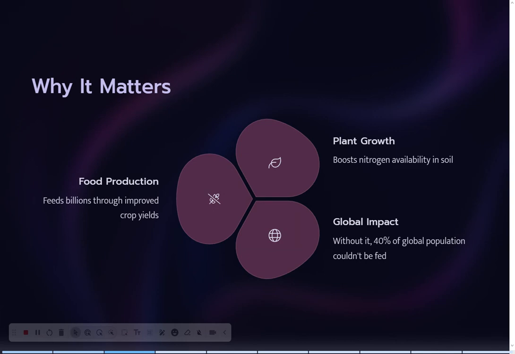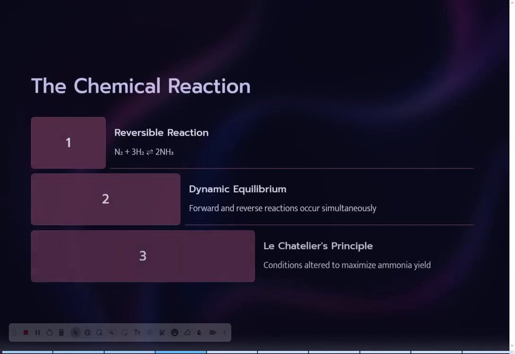Why is the Haber process so useful? Well, plants need nitrogen to grow, but they can't get it straight from the air. Ammonia makes nitrogen easy to absorb for plants through fertilizers. This helps crops grow faster and healthier. Without it, we wouldn't be able to feed everyone on Earth, especially if you consider the growing rate of the population. Now, here's the actual chemistry behind it.